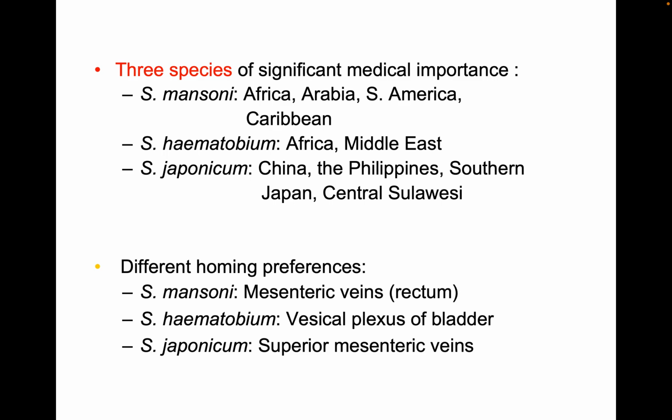And they have different homing preferences. The first one, Schistosoma mansoni, the adults prefer to live in the mesenteric veins. Schistosoma haematobium prefers to live in the vesical plexus of the bladder, and for Schistosoma japonicum, the adults prefer to live in the superior mesenteric veins.